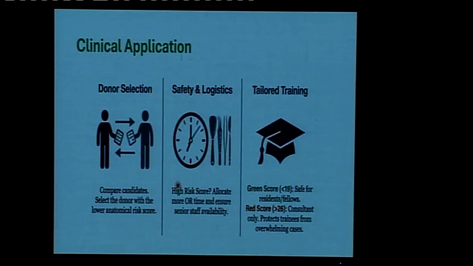The clinical application of the score helps for better donor selection. It compares the candidates and selects the donor with the lowest anatomical risk score. Also, it ensures safety. If you are confronted with a high risk score case, you must predict more operative time, and you must ensure the presence of senior staff in the operative theater.